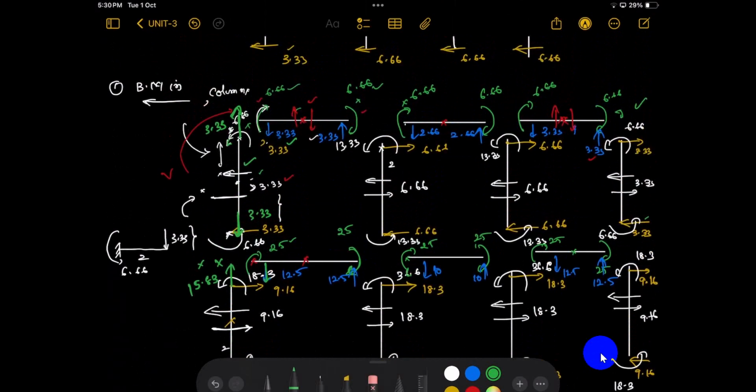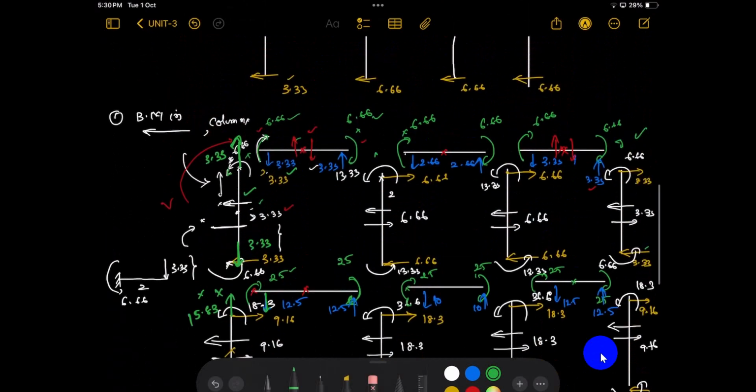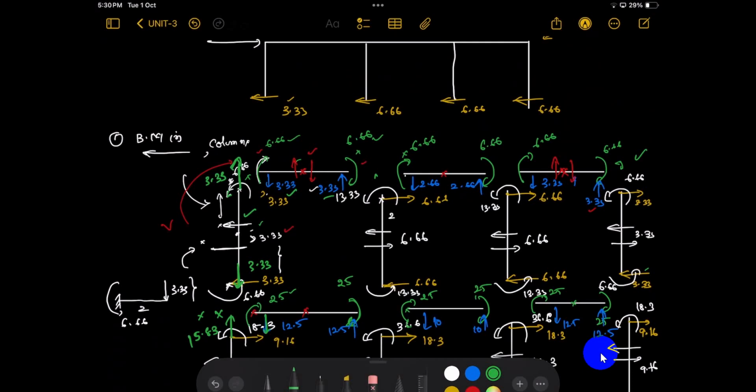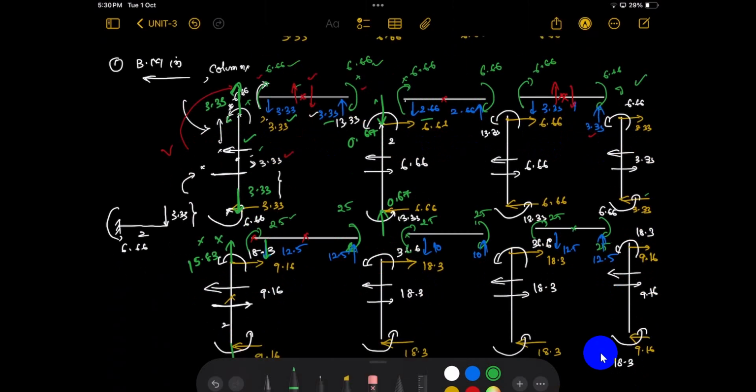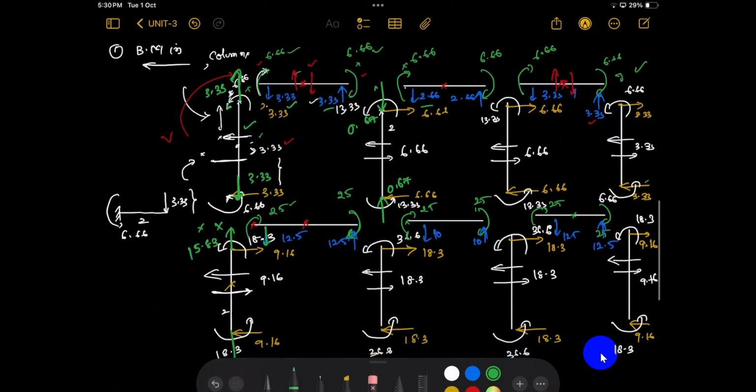Now comes to this joint. Okay. This is 3.33. This is 2.66. What is the difference? One is upwards, one is downwards. 3.33 minus 2.66 is 0.67. To maintain equilibrium, this must be at the bottom. What is that value? 0.67. So to maintain the equilibrium of the total column, this must be 0.67. That's it.